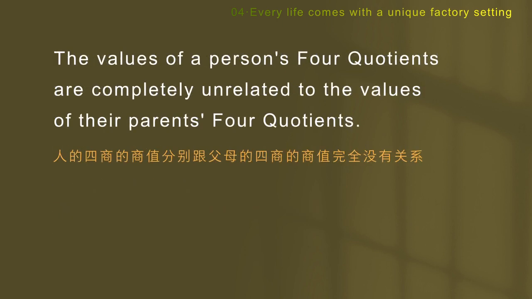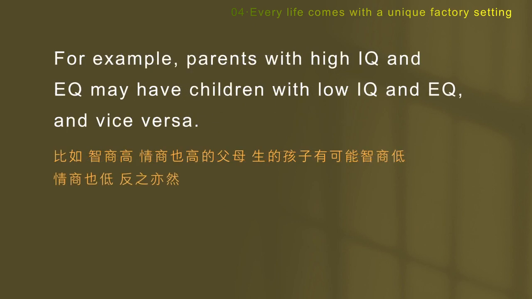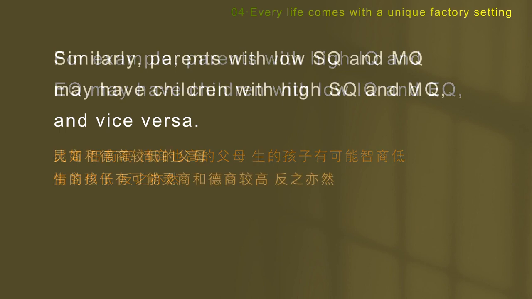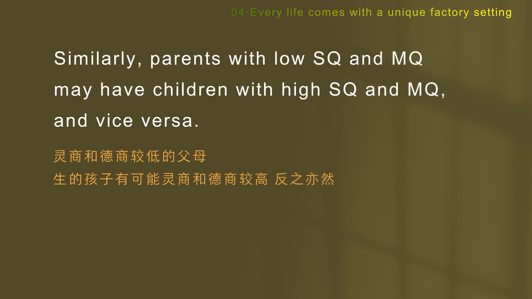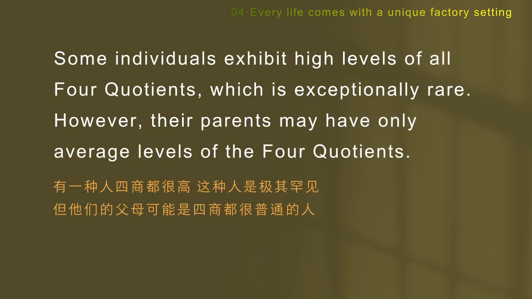The values of a person's four quotients are completely unrelated to the values of their parents' four quotients. For example, parents with high IQ and EQ may have children with low IQ and EQ, and vice versa. Similarly, parents with low SQ and MQ may have children with high SQ and MQ, and vice versa. Some individuals exhibit high levels of all four quotients, which is exceptionally rare. However, their parents may have only average levels of the four quotients.